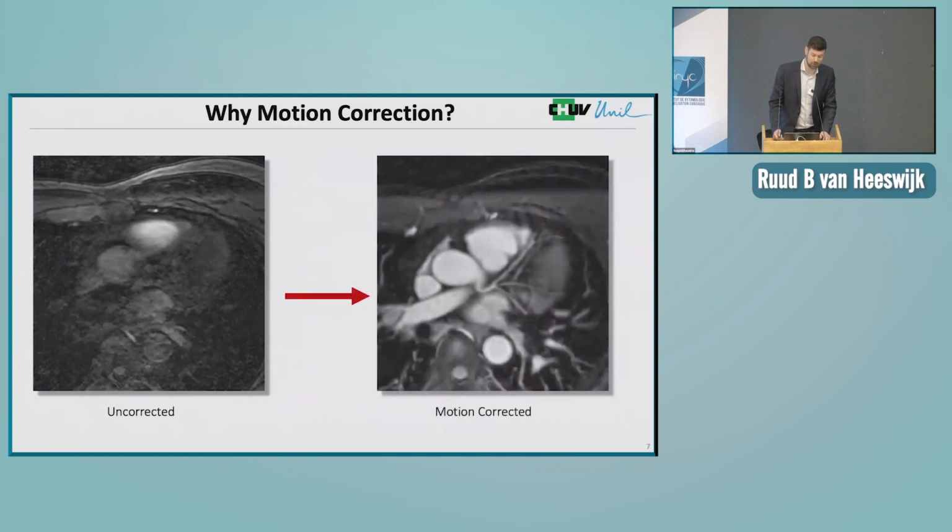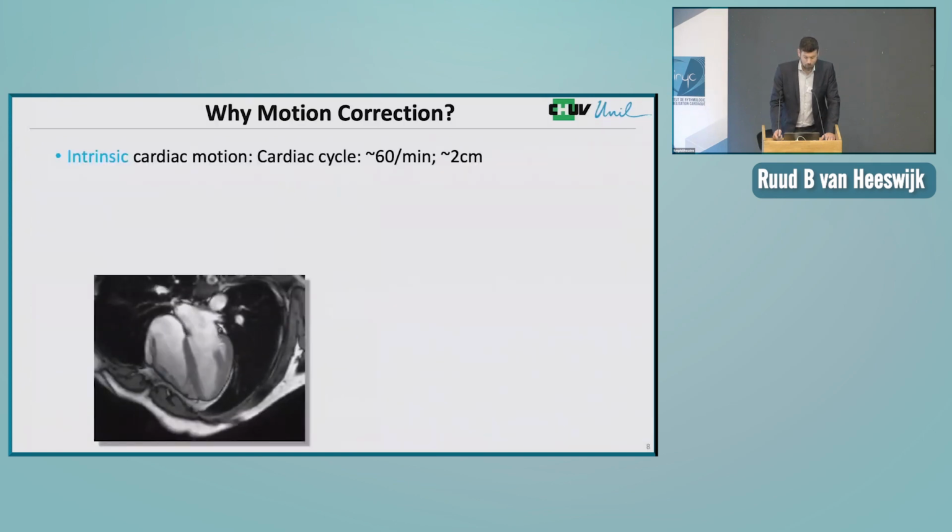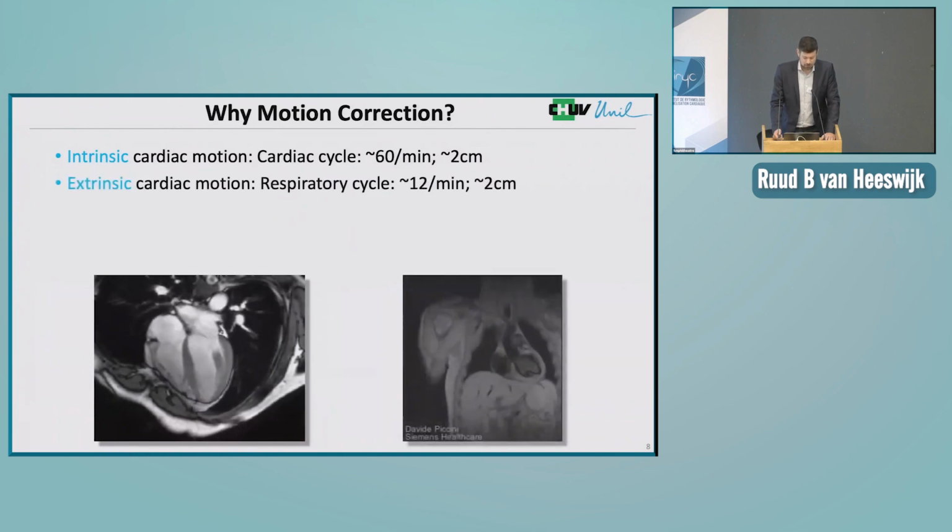And where we want to go is something like this here, the image on the right, where you can nicely see the coronary arteries aligned. So we need to correct a lot of motion to get from the left to the right image. And why do we need to do it? Well, there's several types of motion that affect the heart. There's intrinsic cardiac motion, which is caused by the cardiac cycle, of course. It causes a movement of about 2 centimeters. There's extrinsic motion, so the respiratory cycle, so 12 breaths per minute or something like this, also 2 centimeter motion.